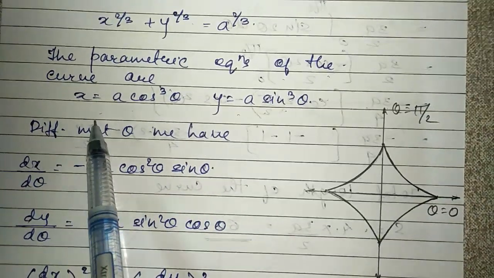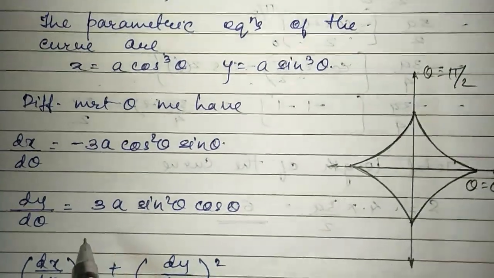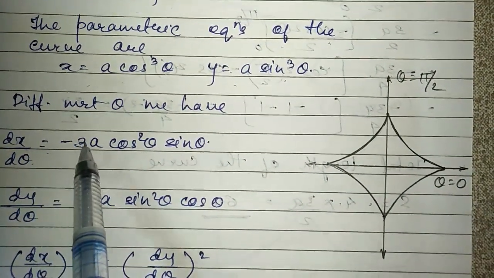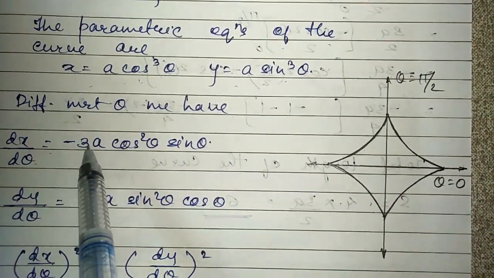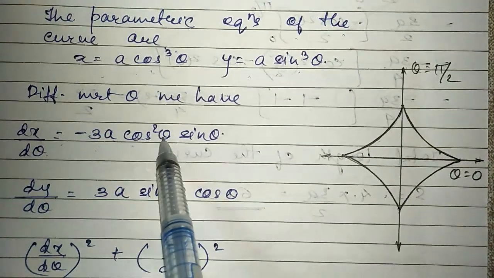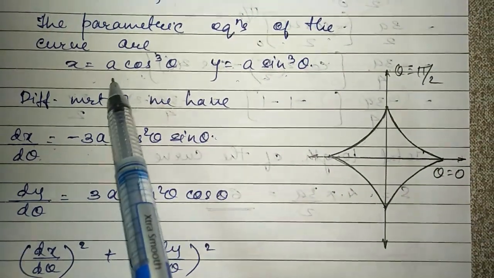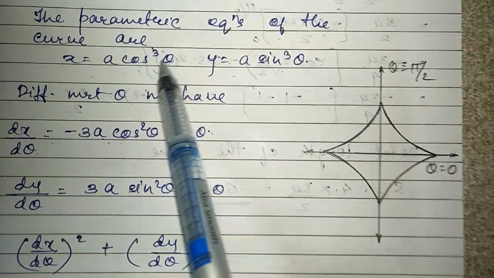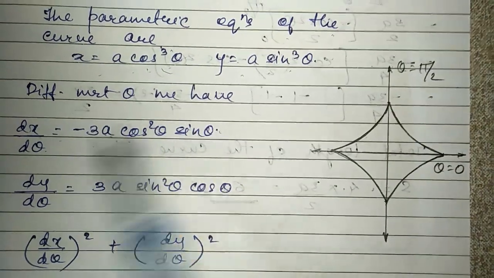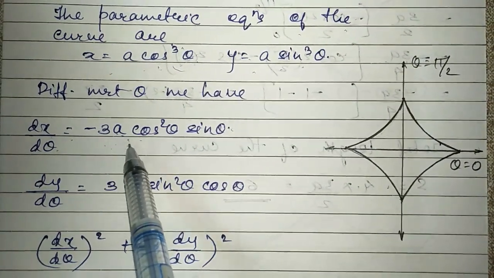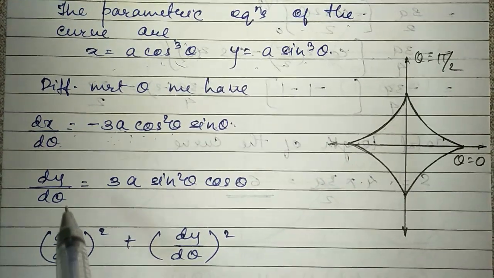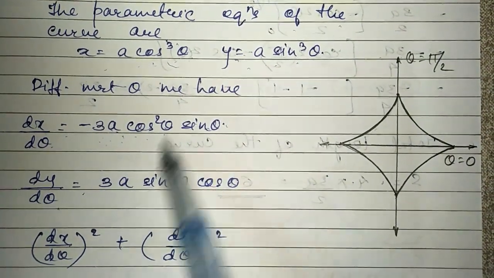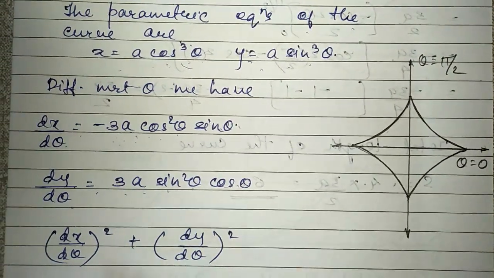Now we'll differentiate these two equations with respect to theta. So dx by d theta will be equal to minus 3a cos square theta sin theta. Because a is constant, the derivative of cos cube theta will be 3 cos square theta, and the derivative of cos theta is minus sin theta. So we have it as minus 3a cos square theta sin theta. dy by d theta is equal to 3a sin square theta cos theta.